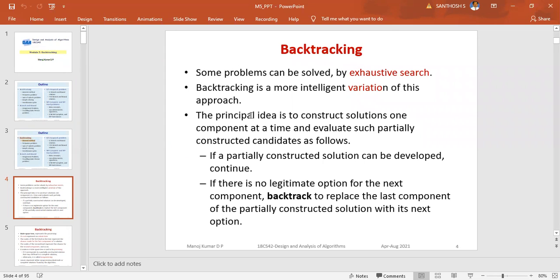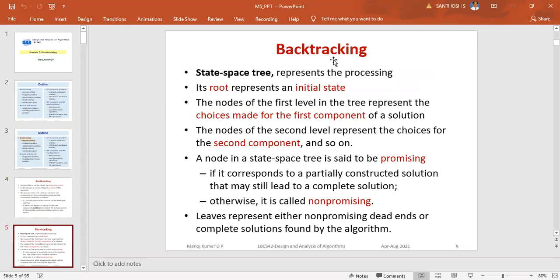Keep in your mind there are 10 components that need to be solved, but you are taking one component at a time, finding the solution for one component at a time. If the solution is found, we will continue. If the solution is not found, then we backtrack to replace the last component with the next option. Okay. Now we come to some concepts of backtracking.